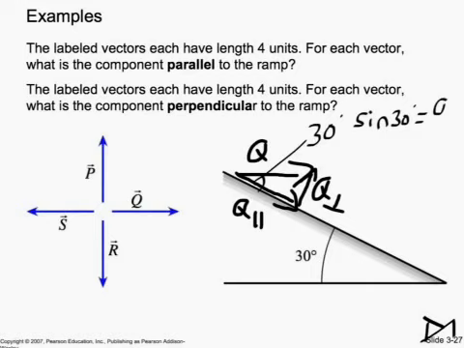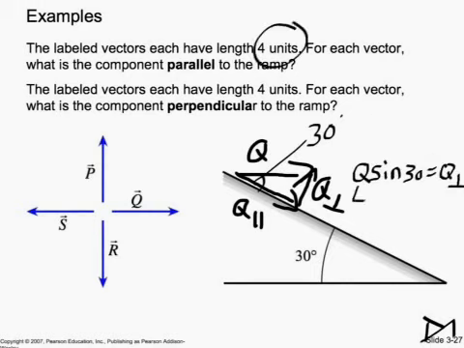Now, using the given numbers, the angle, let's say, is 30 degrees, so sine 30 degrees, as we know, is opposite over hypotenuse, so Q perpendicular over Q. So Q sine 30 is equal to Q perpendicular. Using the numbers here, we've got, back up here.